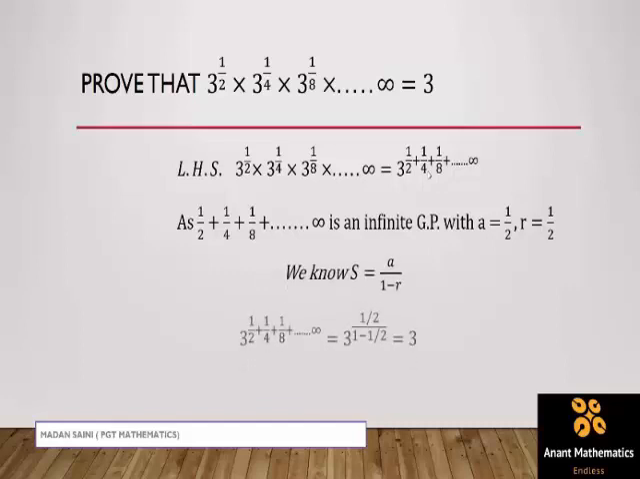Applying the formula, S is equal to a upon 1 minus R, we will have 3 raised to the power half upon 1 minus half. Simplifying, you will get 3 raised to the power 1, that is same as 3 only.